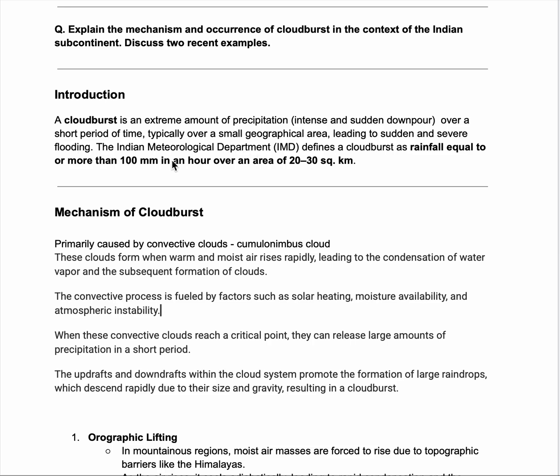The Indian Meteorological Department defines cloudburst as rainfall equal to or more than 100 mm in an hour over an area of 20 to 30 square kilometers. So you can see that the small geographical area considered by IMD is just 20 to 30 square kilometers. If rainfall is more than 100 mm in an hour, we would consider the phenomenon a cloudburst.